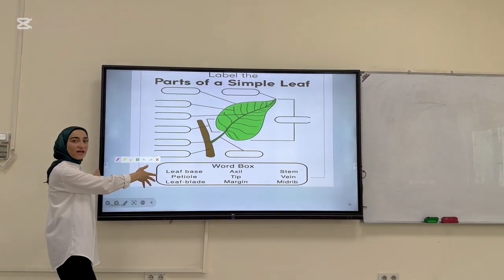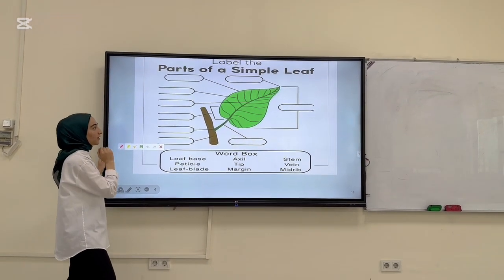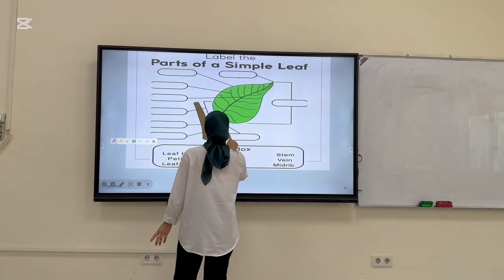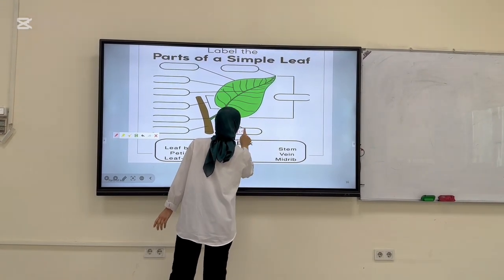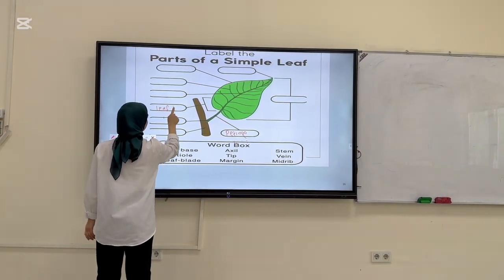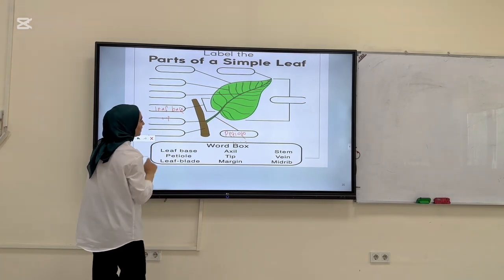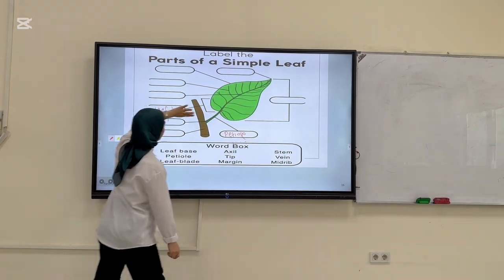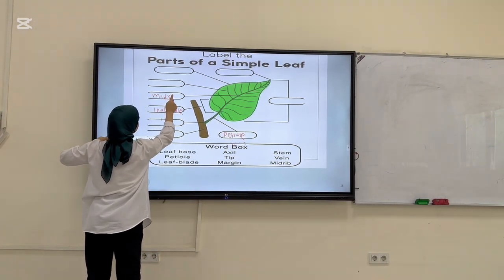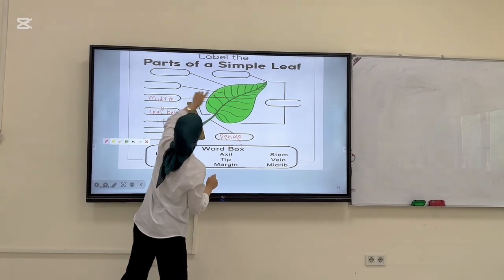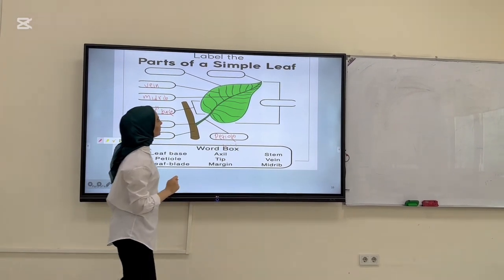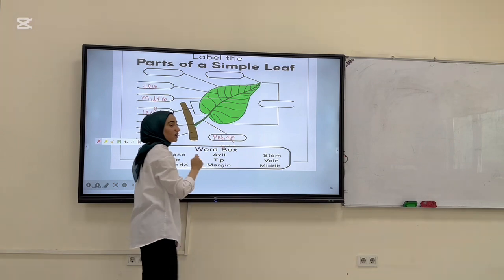Let's label this picture, which is the structure of the leaf, the parts of the leaf. Starting from here, this part is the petiole. And also this one is the leaf base. This one is the midrib. This one is the vein. And these parts are the margin.